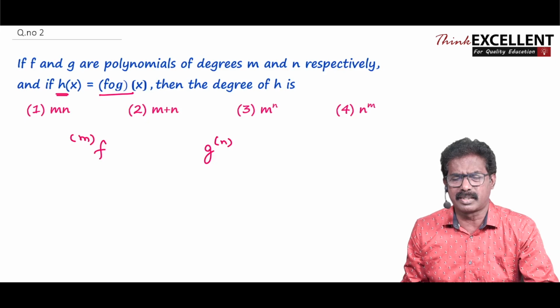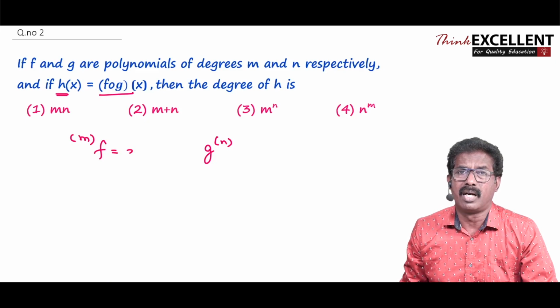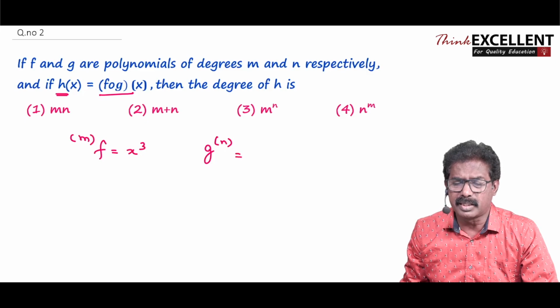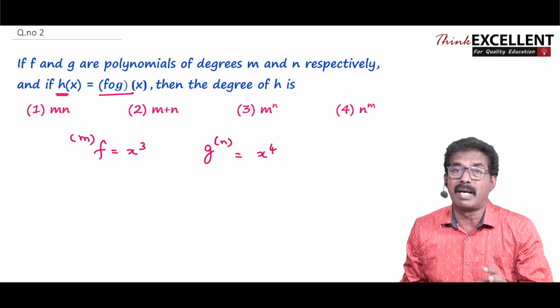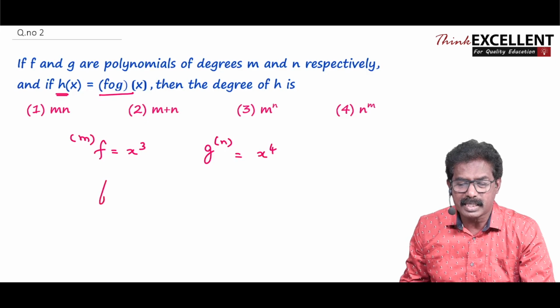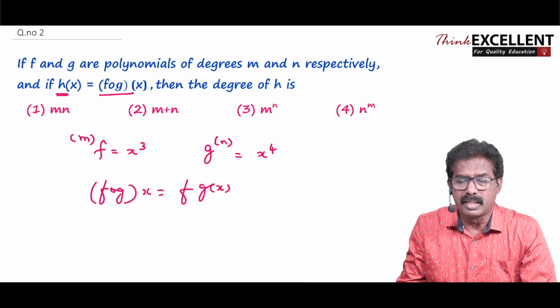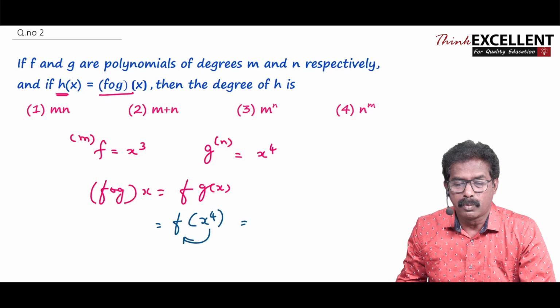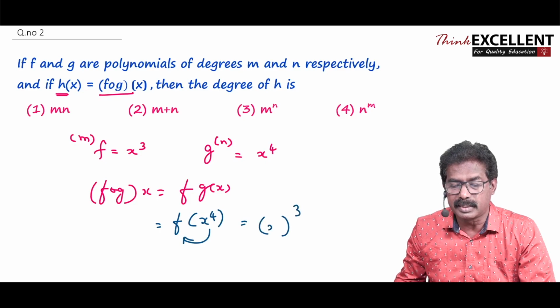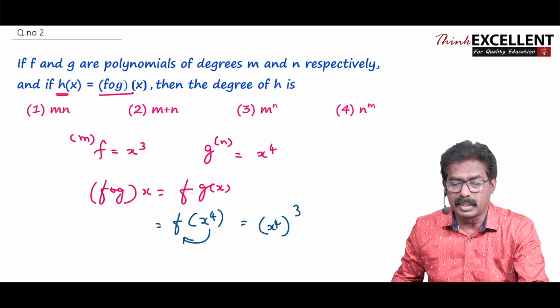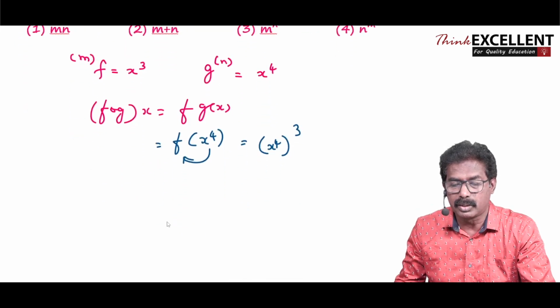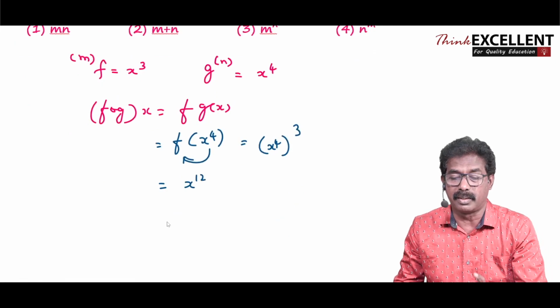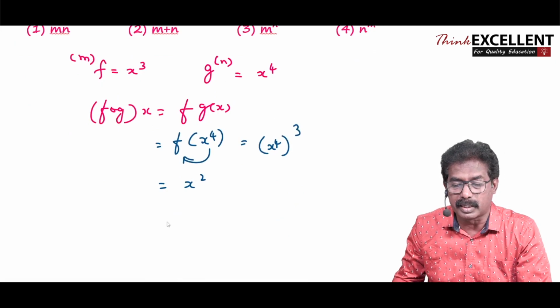So we take a small example. Suppose f of x I am taking as x cube, g of x I am taking as x power 4. Instead of m I am taking 3 and n I am taking 4. Let us find f composition g of x, that is f of g of x. What is g of x? x power 4. Substitute this in f. What is f? x cube. x is actually x raised to 4. So you are getting x power 12, 4 into 3.